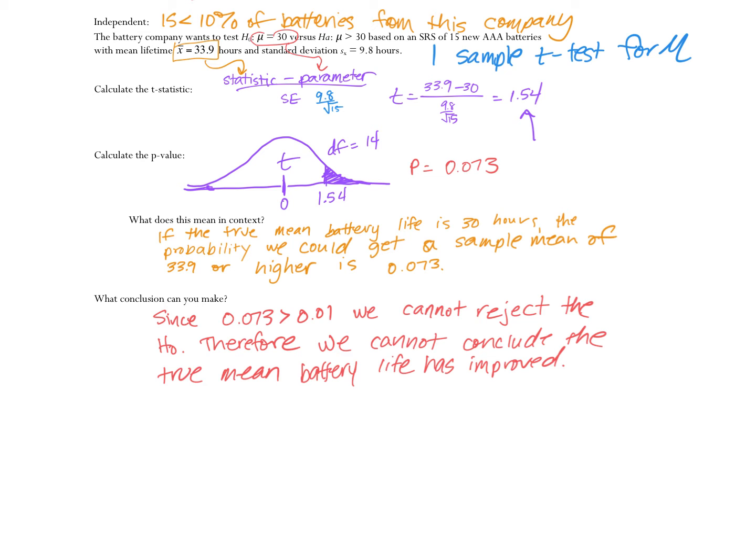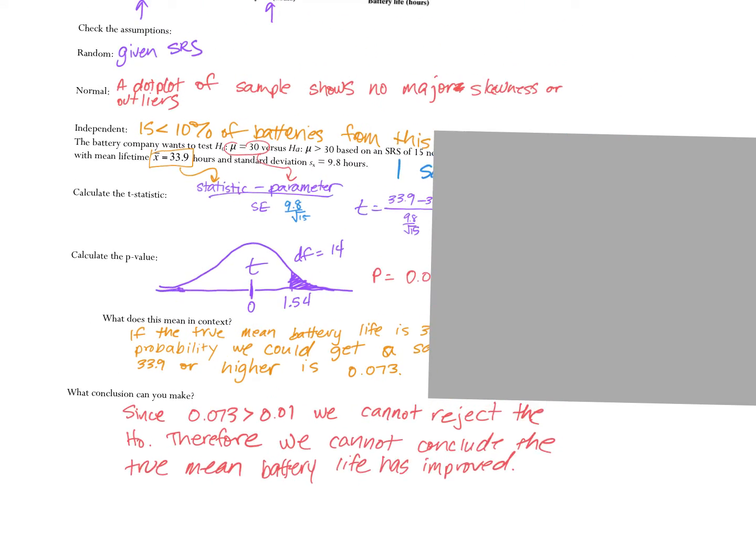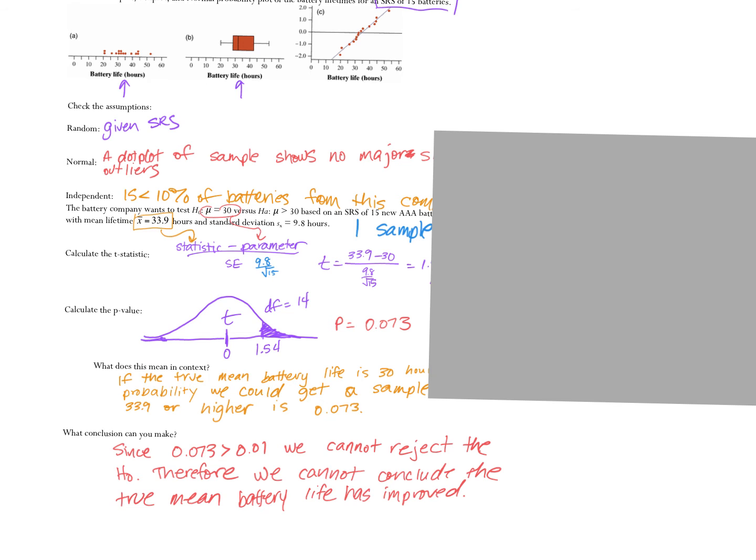All right, so that first one was, what is my null hypothesis? 30. What was my X bar? 33.9. My S was 9.8. My sample size was 15. And my alternative hypothesis was greater than. I go down to calculate. It gives me T equals 1.54. Well, that tracks. It gives me a p-value of 0.073.